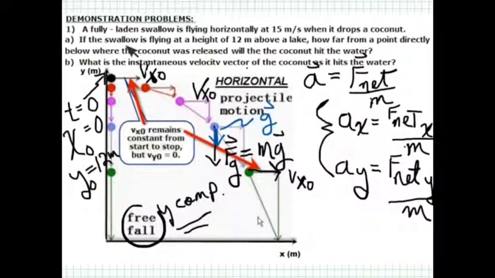Part A: if the swallow is flying at a height of 12 meters above a lake, how far from a point directly below where the coconut was released does it hit the water? And part B: what is the instantaneous velocity vector of the coconut as it hits the water?